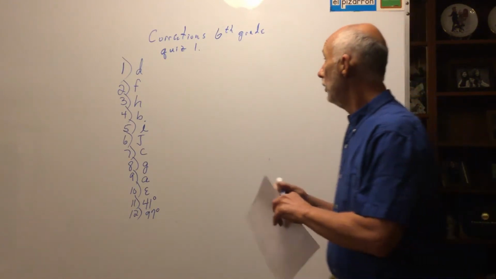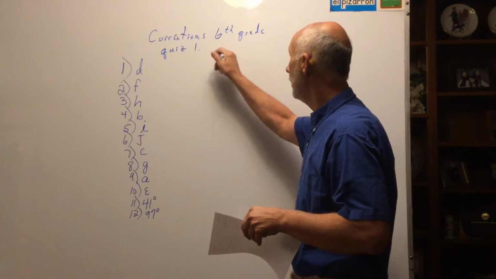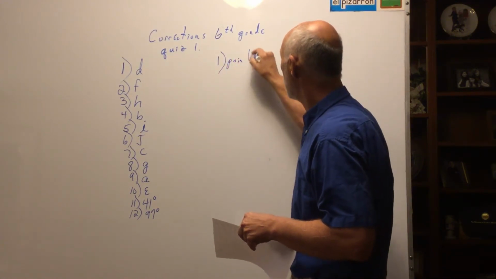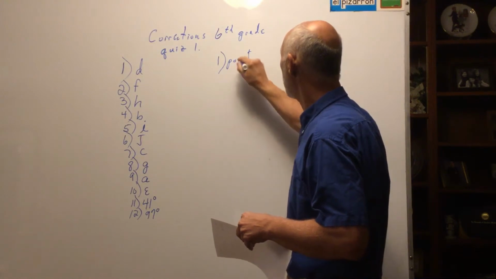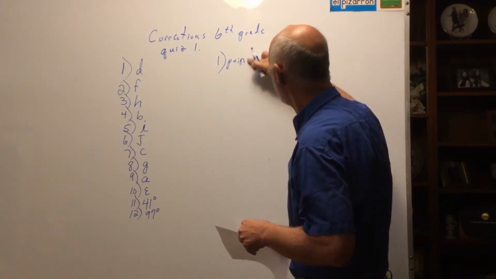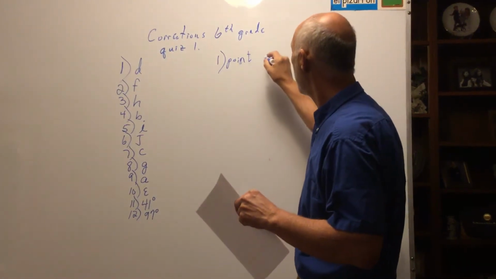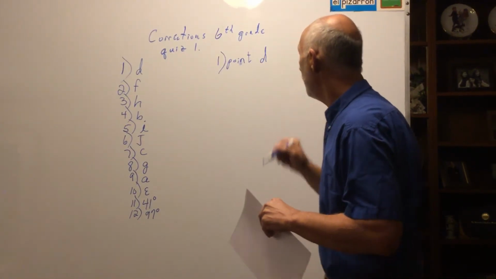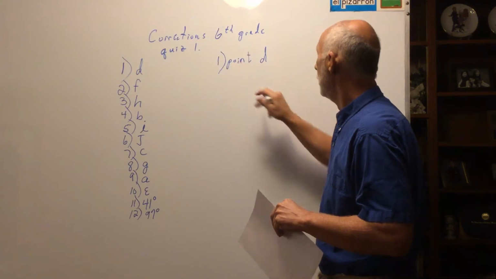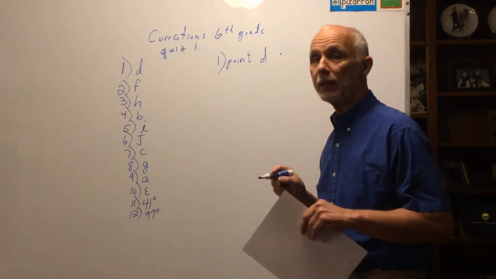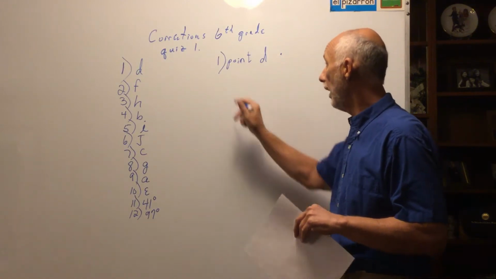So for example, number 1 was a point. So you'd have to write point, that's the question. You have to write that. Then you have to write the answer, which is D. And then you have to show what D stood for, and that was the dot. A point is any place in space and is represented with a dot.